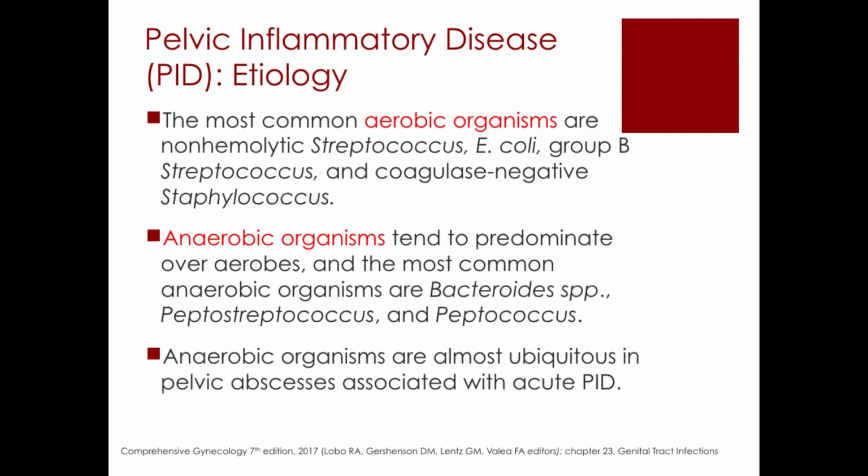The most common aerobic organisms are non-hemolytic Streptococcus, E. coli, Group B strep, and coagulase-negative Staphylococcus. Anaerobic organisms tend to predominate over aerobes, and the most common anaerobic organisms are Bacteroides species, Peptostreptococcus, and Peptococcus. Anaerobic organisms are almost ubiquitous in pelvic abscesses associated with acute PID.